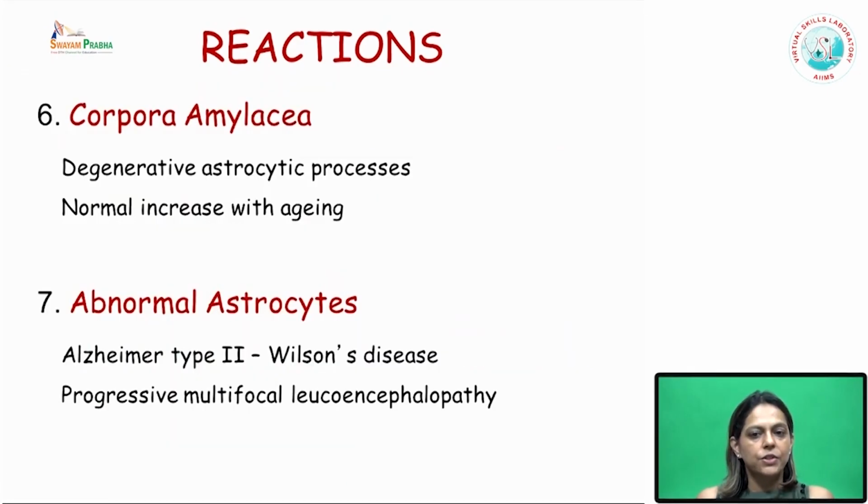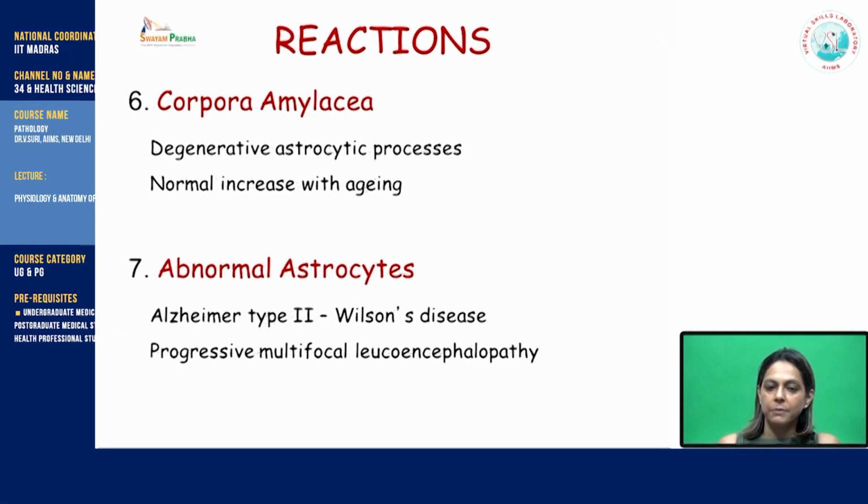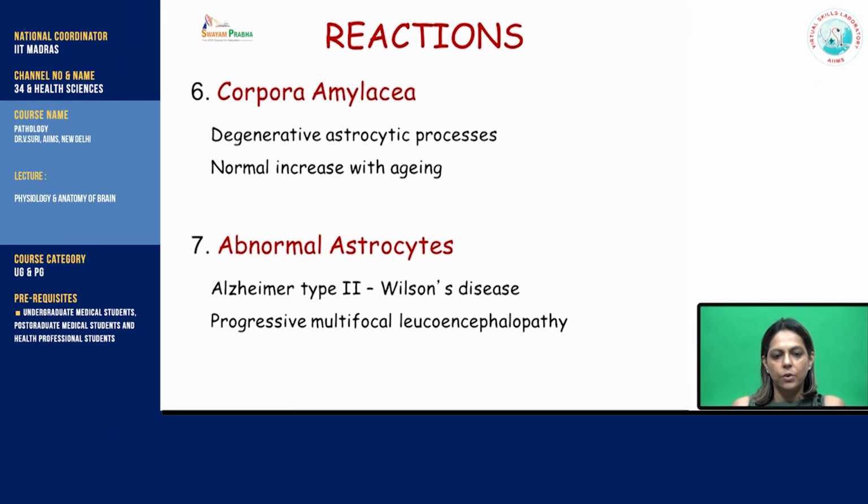Now, the next reaction which you can see in astrocytic processes is presence of corpora amylacea. It's again a material which gets accumulated in the brain with aging. And you can also see presence of abnormal astrocytes in diseases like Wilson's disease, where they are known as Alzheimer type 2 astrocytes, but they have nothing to do with Alzheimer's disease. Okay. So, they are only known as Alzheimer 2 astrocytes. And there is a disease called progressive multifocal leukoencephalopathy, which is seen in patients with HIV, and in this disease also you can see abnormal astrocytes.